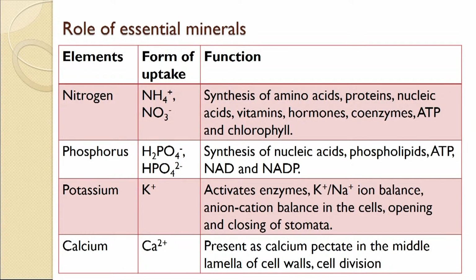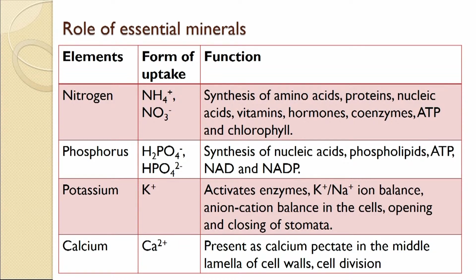So what are the roles of essential minerals? Here we can see the first essential mineral is nitrogen. Its function is mainly synthesis of amino acid, protein, nucleic acid, vitamin, hormone, coenzyme, ATP and chlorophyll. Then comes phosphorus. Phosphorus we have already discussed, it is required for synthesis of ATP. Apart from that, it is also required for nucleic acid, phospholipid, NAD, NADP, which is particularly crucial for the photosynthesis process.